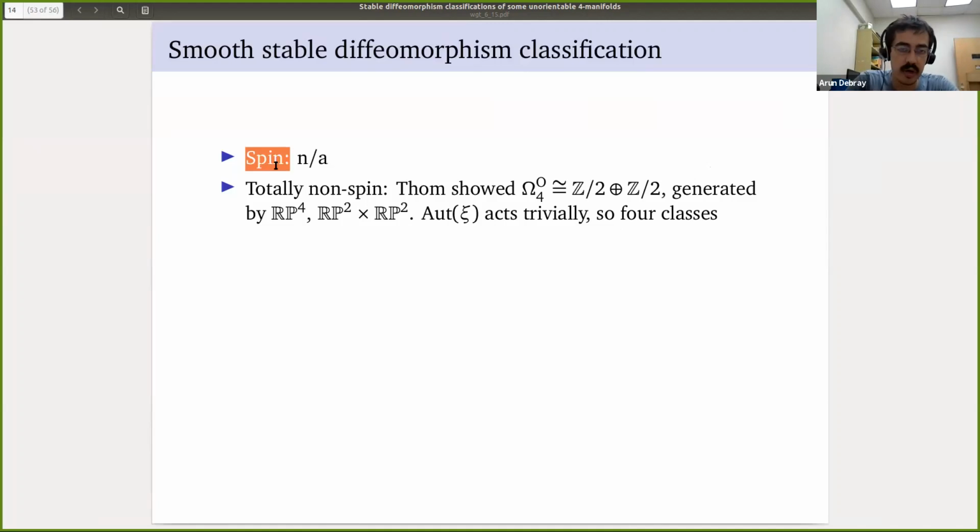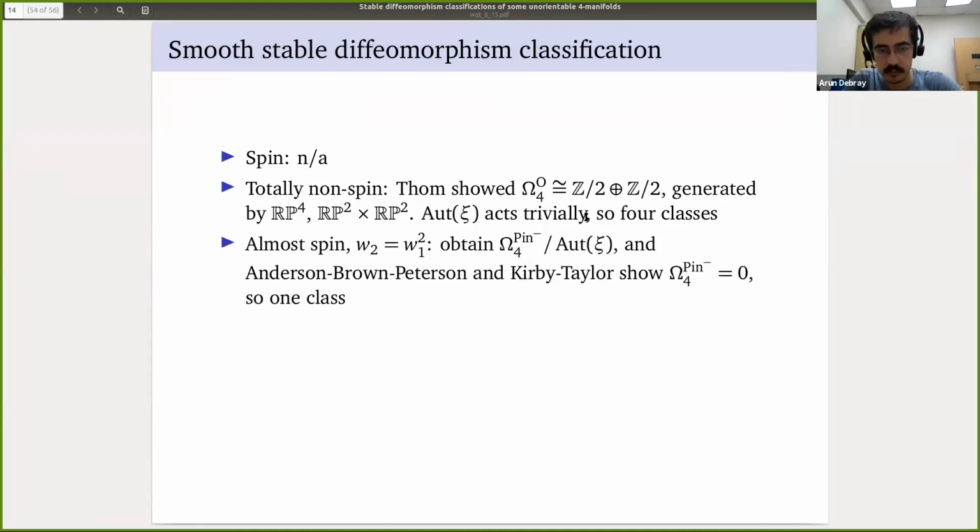So there are no unorientable spin manifolds. One case is totally non-spin. In this case, psi prime is unoriented manifolds. And so you get Z2 plus Z2 with projective space and product of projective spaces as generators. And so when I said it acts trivially, I should have said the equivalence relation is the trivial equivalence relation, meaning there are 4 classes.